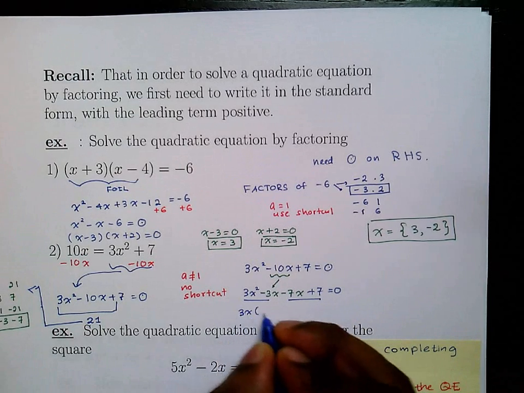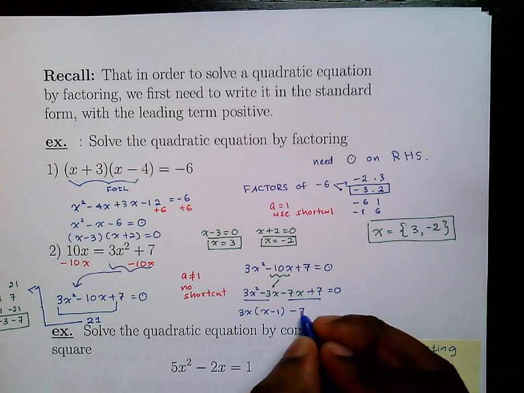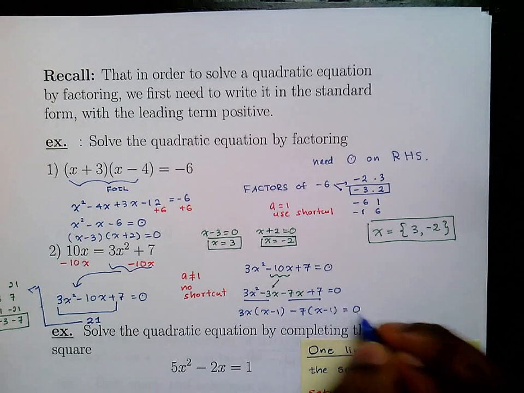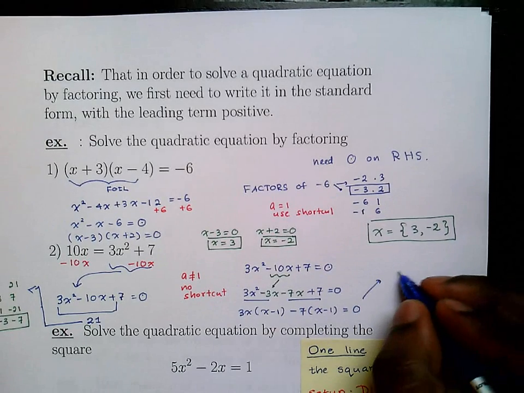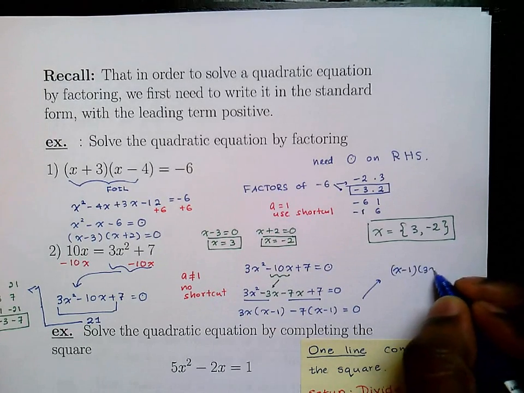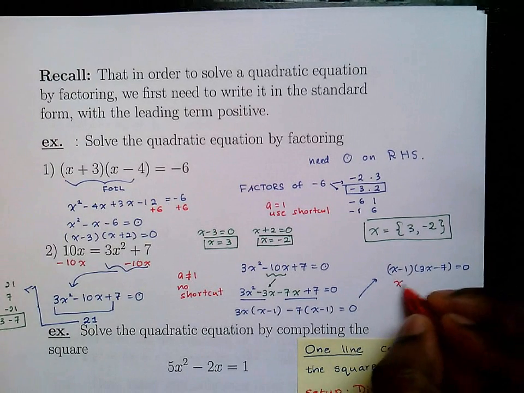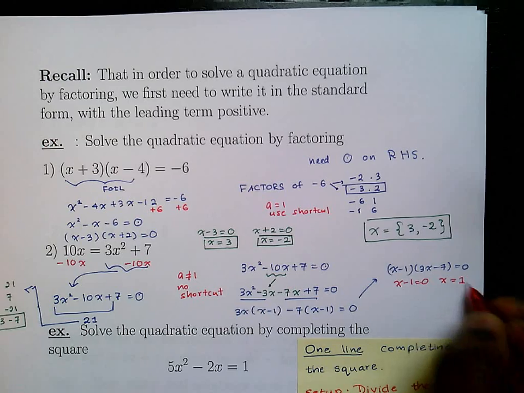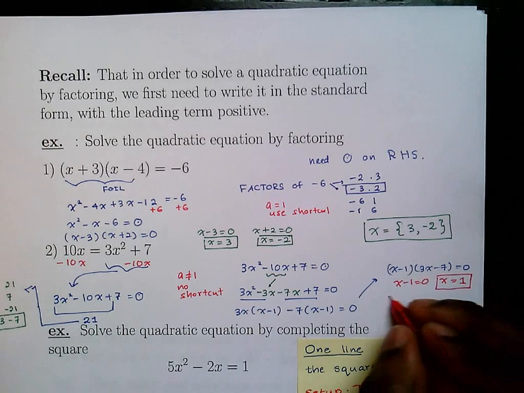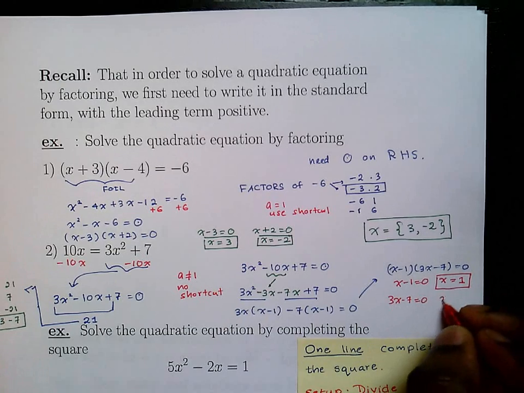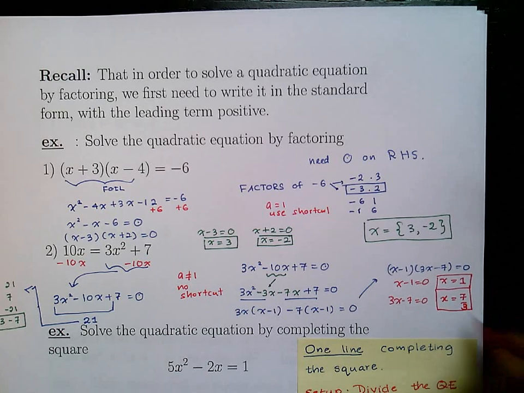3x is a common factor, x minus 1. Negative 7 is a common factor, x minus 1. Then finish the factoring: x minus 1 times 3x minus 7 equals 0. Then use the zero factor property, which means x minus 1 equals 0, that gives you x equals 1, and 3x minus 7 equals 0, that gives you x equals 7/3. Okay, so that's how we solve a quadratic equation by factoring.